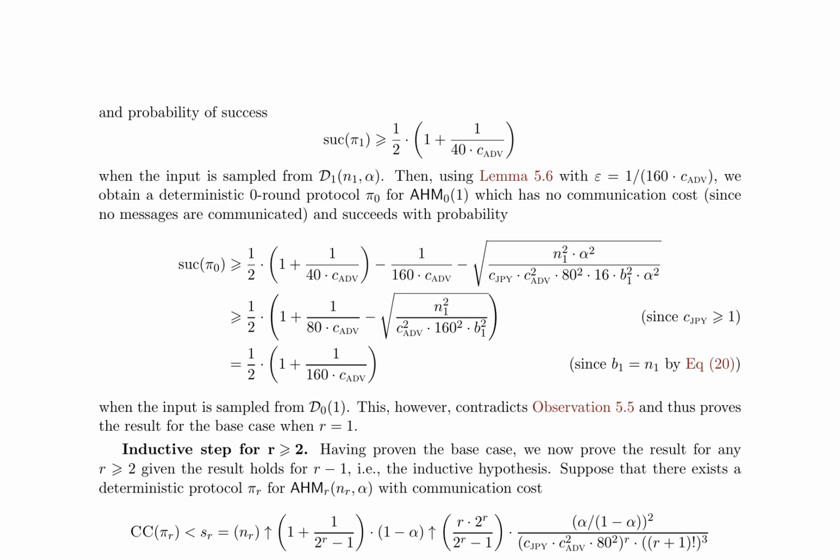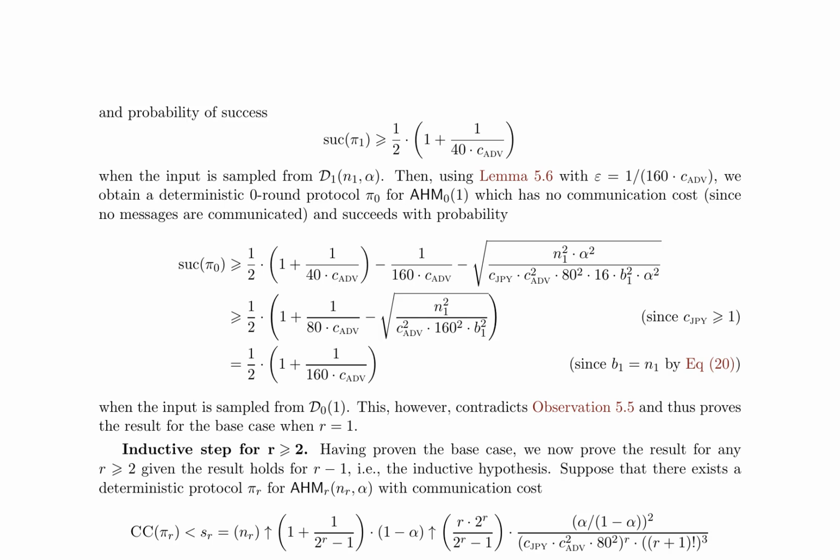The proof for the base case when r equals 1 is established by showing that a deterministic zero-round protocol pi_0 for AHM_0 has no communication cost and succeeds with probability suc(pi_0) at most 1/2 (1 + 1/40 c_adv), when the input is sampled from D_0. This contradicts observation 5.5, thus proving the result for the base case.